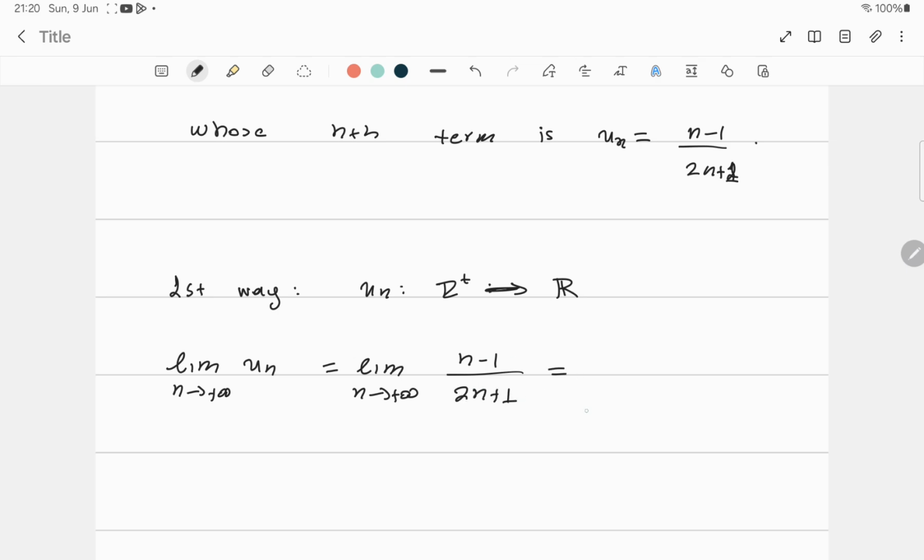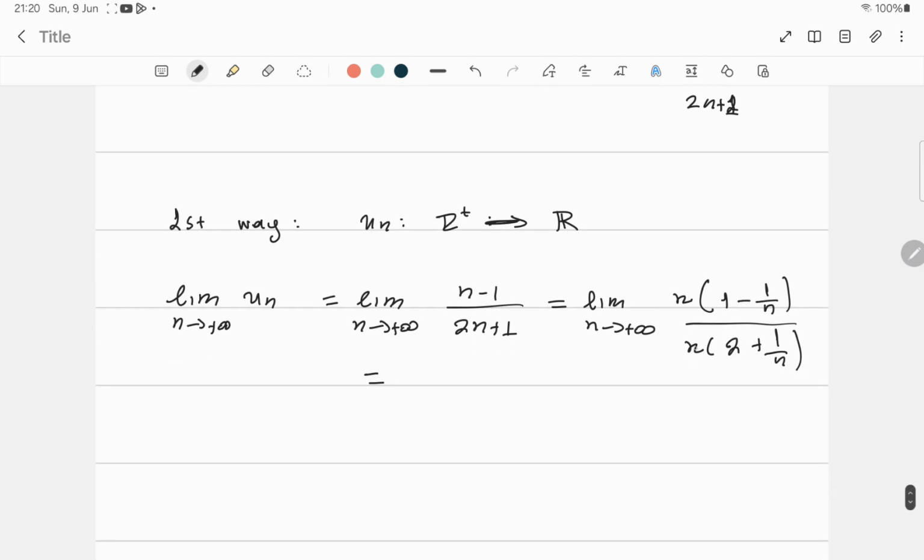Now here we see that as n grows to infinity, both the numerator and the denominator go to infinity. So in order to alleviate this problem, we take a common factor n, and instead we have 1 minus 1 over n in the numerator, and in the denominator we pull out n, and inside the brackets we have 2 plus 1 over n. We can simplify the n's, so the limit as n grows to infinity: in the numerator we have 1 minus 1 over n, and in the denominator we have 2 plus 1 over n.